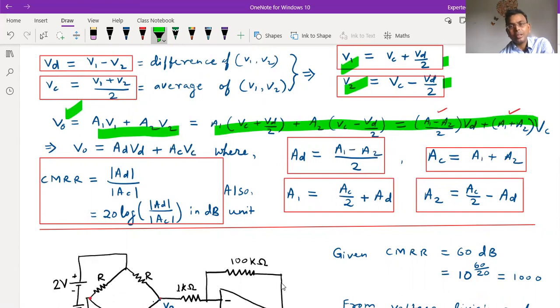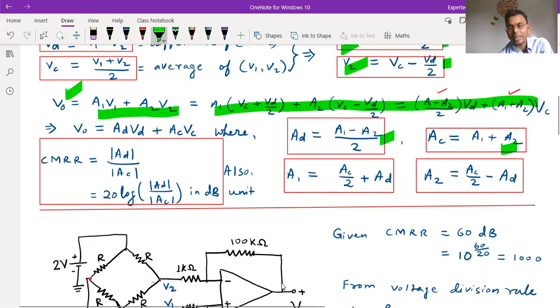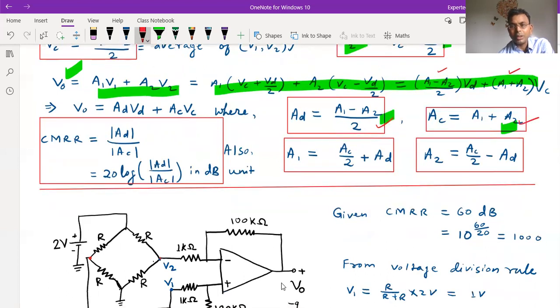So by comparing, we get AD equal to (A1 minus A2) by 2, and AC equal to A1 plus A2. And again, calculating back from these two equations, we can find A1 and A2 in terms of AC and AD. So A1 is equal to AC by 2 plus AD, and A2 is equal to AC by 2 minus AD.